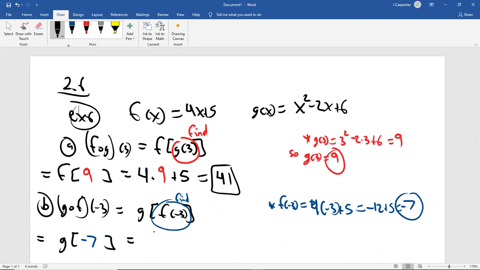So that's going to be negative 7 squared, and then minus 2 times negative 7, and then plus 6. Again, x are replaced with negative 7 and negative 7. The negative 7 squared is going to be positive 49, and that's a plus 14 plus 6. It's easier to add the 14 and 6 to get 20. 20 and 49 make 69, and that will be our answer.